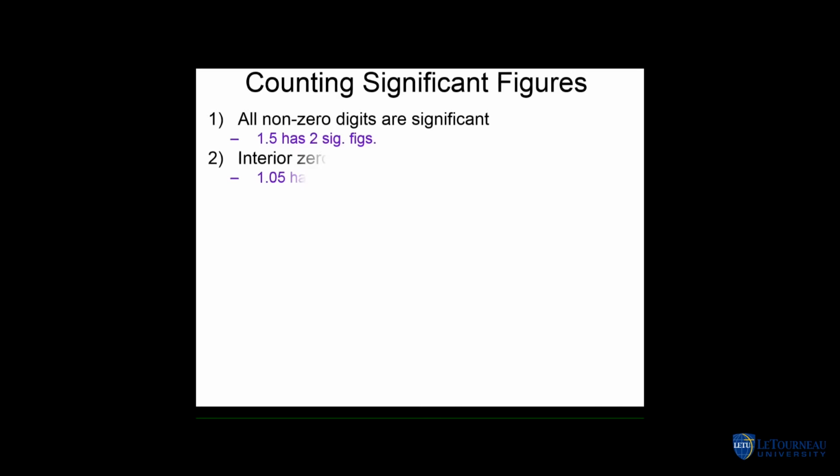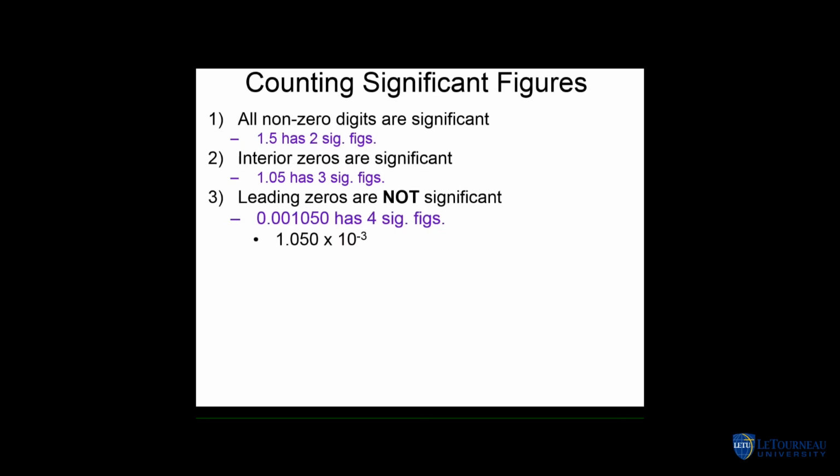Now, if there's a 0 between 2 non-zero numbers, it also kind of implies that it was measured. We were able to measure to the hundredths and to the ones. That sort of implies that we also measured to the tenths. Okay? And so we'd say that all 3 of these numbers, the 1, the 0, and the 5, are all significant figures here. So if you've got a 0 in between non-zeros, they count as significant figures as well.